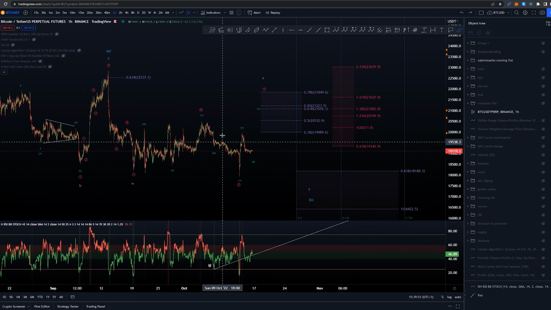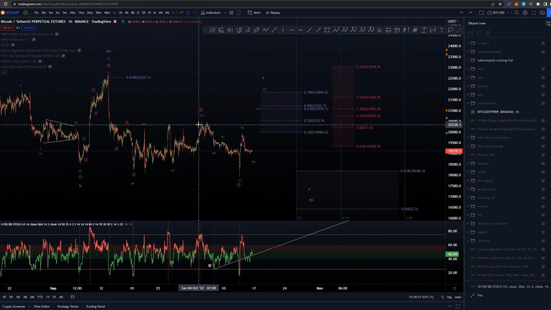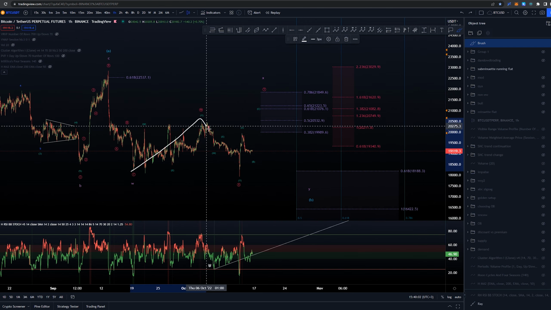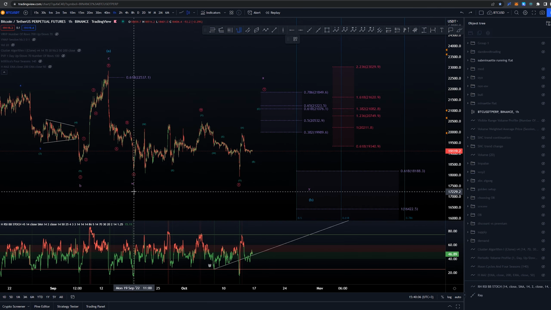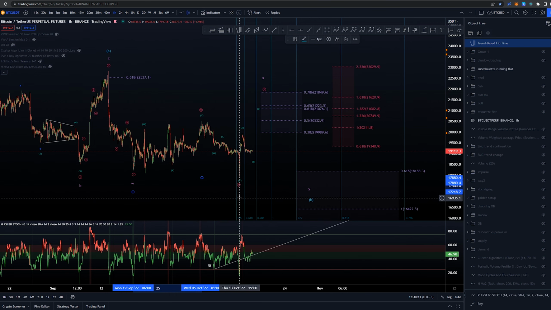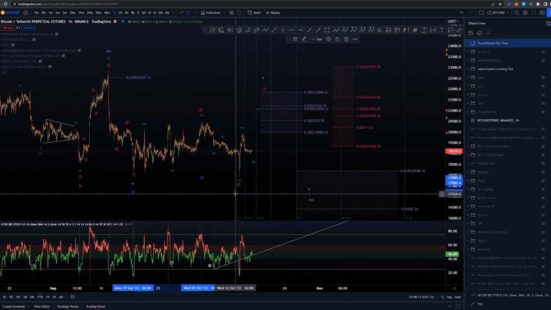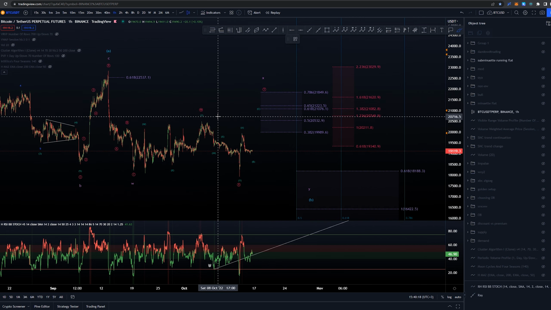Now, the only thing that I don't really like about this is the length between these structures. If we are comparing this W wave here and saying that okay, X is this length, we can see that X is significantly shorter in price and in time than the W wave. Of course, that is nothing of a problem. It's just an observation. It is making this count a bit less likely to be honest, but that is just something to keep in mind.